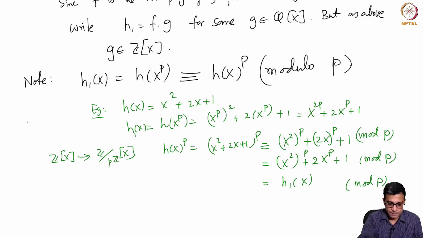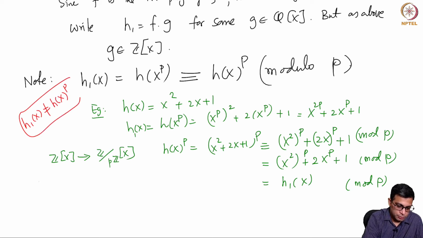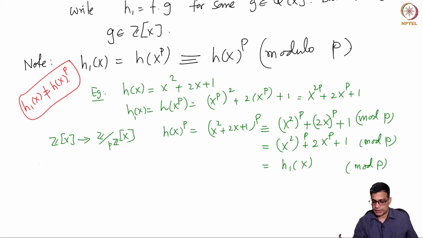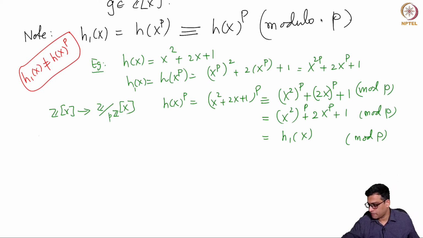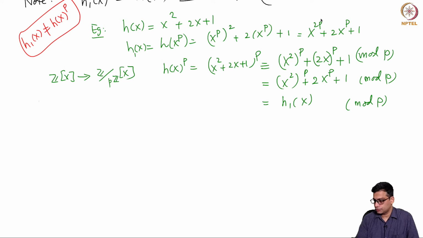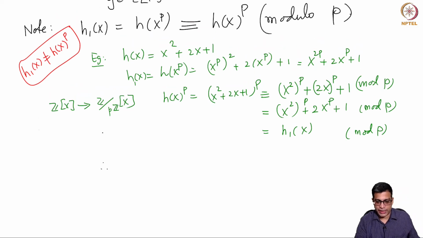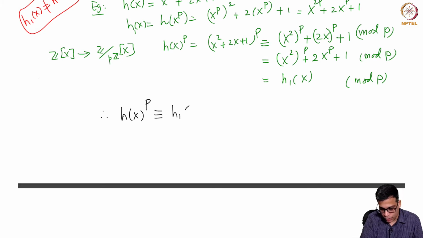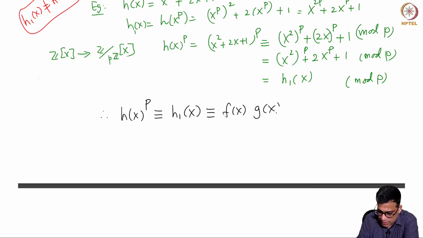So generally h1 is not equal to h(x)^p. On the nose it is not, only modulo p it is, because this is the crucial argument here. So that means, now what do we have? So let's see, h(x)^p is equal to h1(x). So h(x)^p is congruent to h1(x), which is congruent to f(x) times g(x) modulo p.